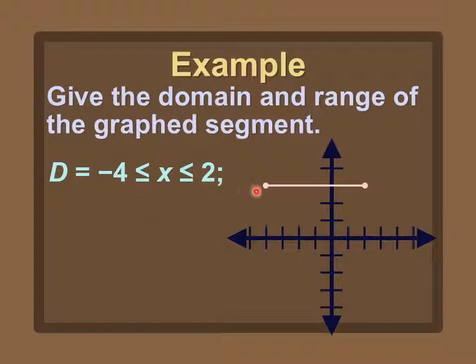So look at the segment. Negative 4, which is this x right here, is less than or equal to x, which means x can be all of this. And x is less than or equal to 2, which is right here where it ends. So again, it's read left to right. Negative 4 is less than or equal to x, less than or equal to 2.